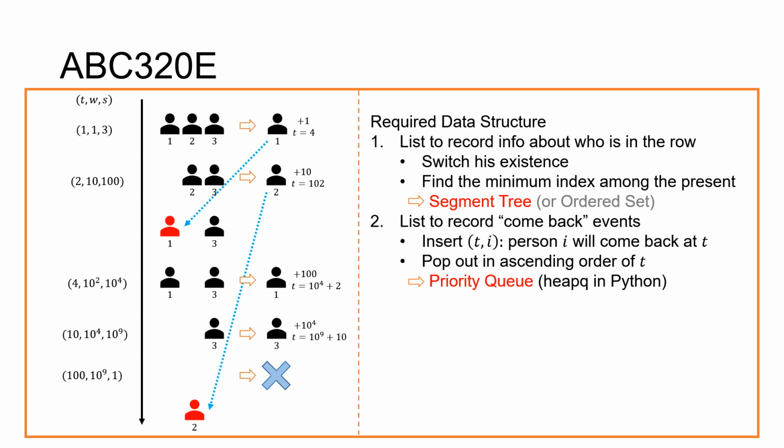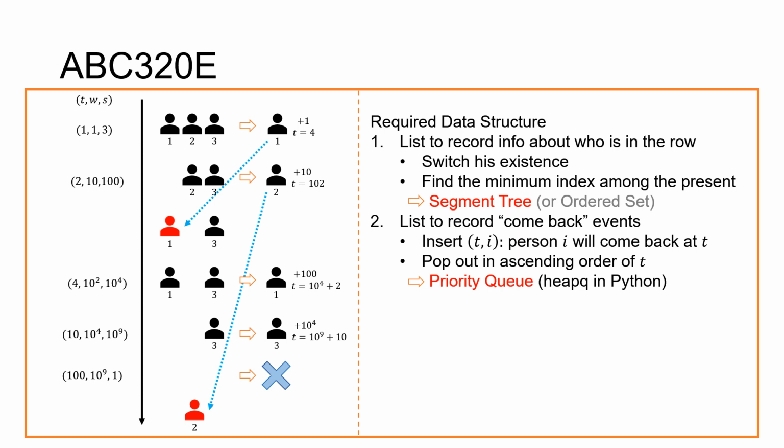Our first job is to consider what information we should record and what operation is needed for the information. First, we need to record the information about who is in the row at a certain time. And as operations, we need to switch each person's existence quickly and find the minimum index among the present people. To satisfy all the requirements, we should prepare a segment tree.